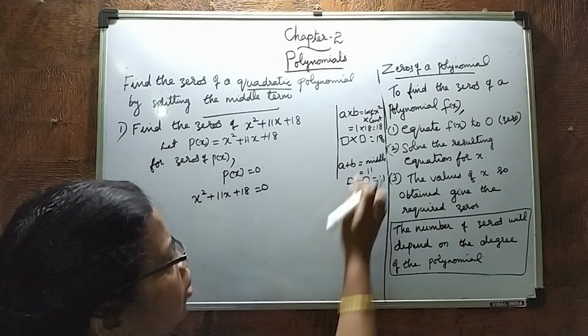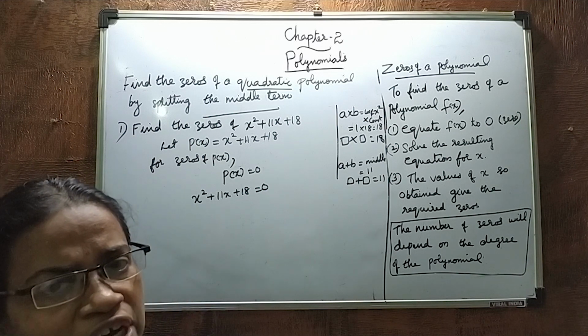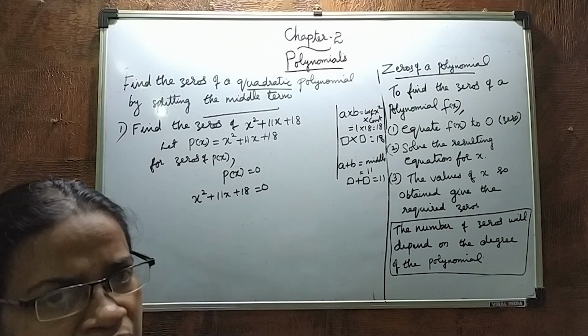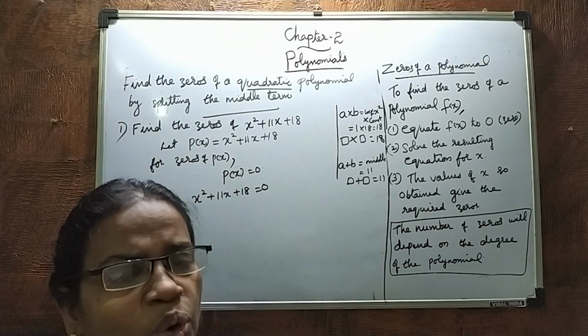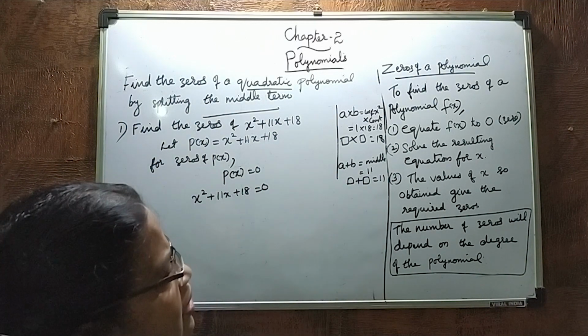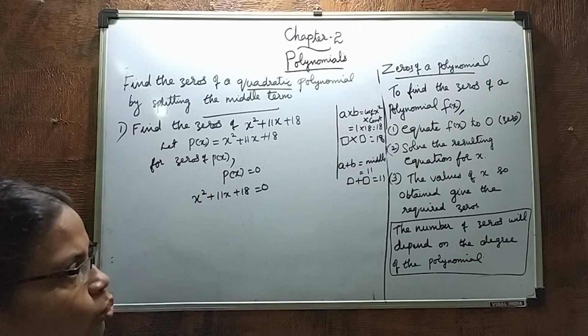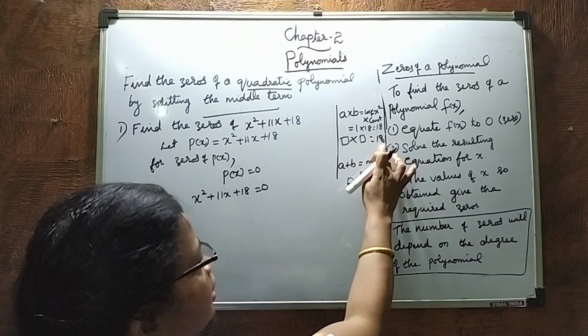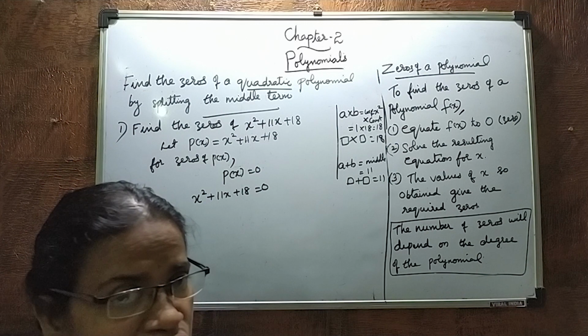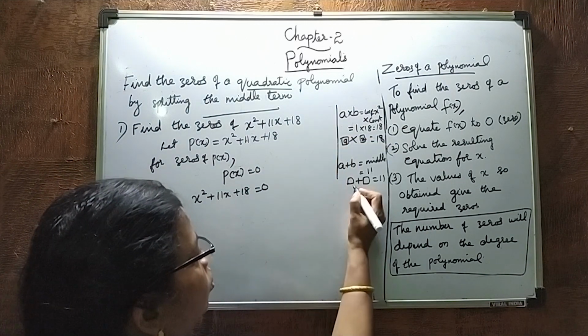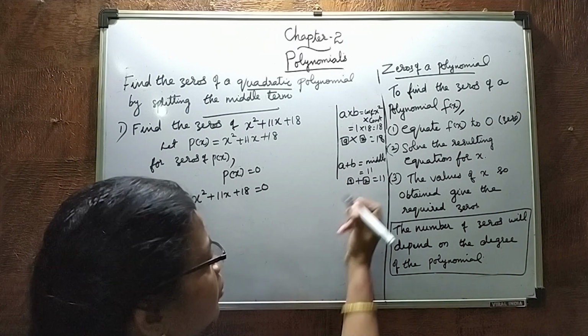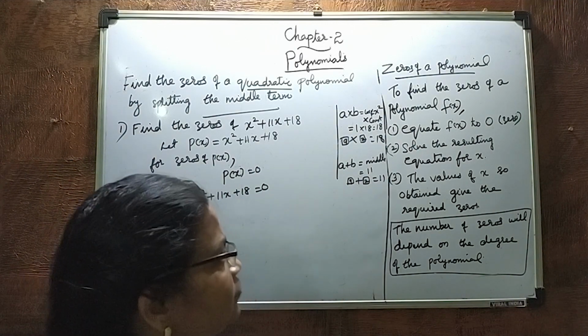Which numbers multiply to give 18? 6 into 3 is 18. Will you get 6 plus 3 equal to 11? No, it is 9. Next, 18 is 9 into 2. 9 into 2 is 18. Will you get 11 from 9 plus 2? Yes. So 9 into 2 is 18, and 9 plus 2 is equal to 11.